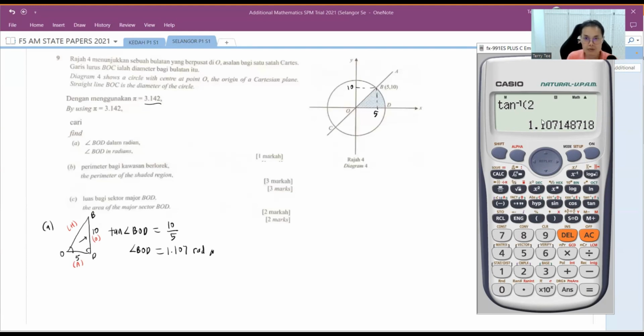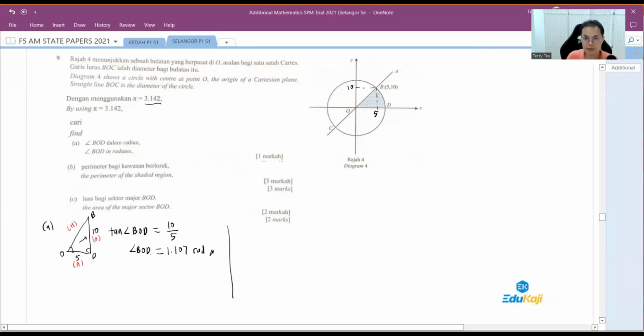All right. So next one, we're going to find the perimeter. Well, perimeter is rather simple. I just need to find the length of OB first. Yeah, OB we can find from here, which is what? 5 squared plus 10 squared, square root, which is square root 125. I'm going to leave it as 125 first. So your radius is square root 125. So this length is also square root 125. So what I need is to find the length of arc BD, right?